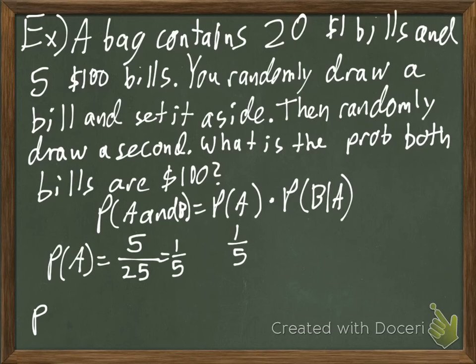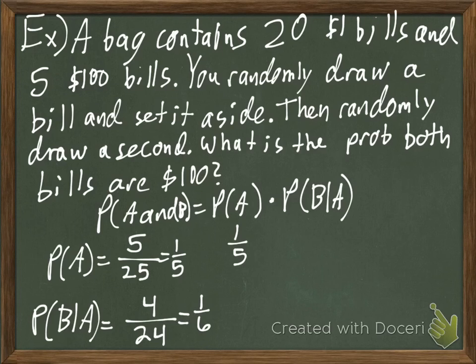Now we're going to figure out the probability of B given A happens. This isn't as complicated as I probably made it seem the first time we did it. We're just going to think through this. Okay, so we had 25 bills. We took one out and set it aside. Now instead of having 25 bills, we have 24 bills to choose from. And since we are assuming that the bill we took out was a $100 bill, we now no longer have 5 $100 bills, we have 4 $100 bills. So that now turns into 4 out of 24, which can be simplified to a 1 out of 6 chance. And that's what we're going to put here for our conditional probability.